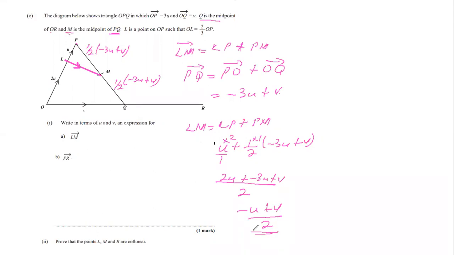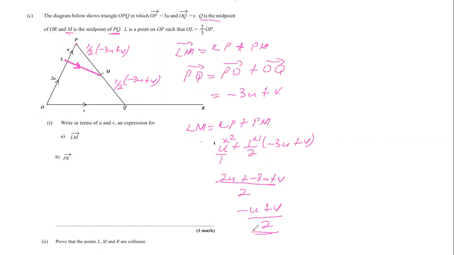For the LM, right? So indirectly, we needed to find PQ first before we can find LM. You follow what's happening?